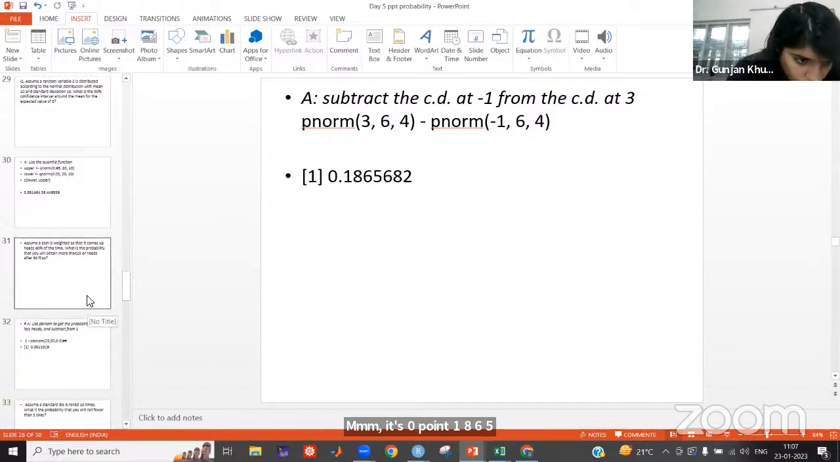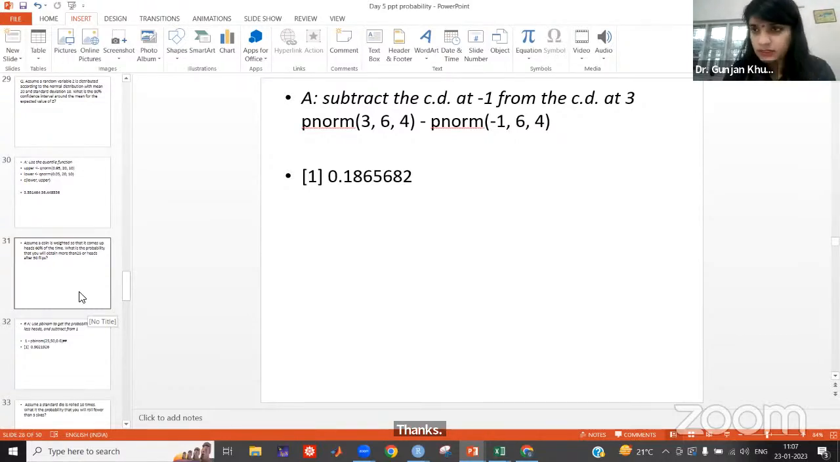0.1865682. Okay, fine. So the normal distribution question came in between. Doesn't matter. I had to do it previously, but it's okay. So it's verified? Yes. Okay.